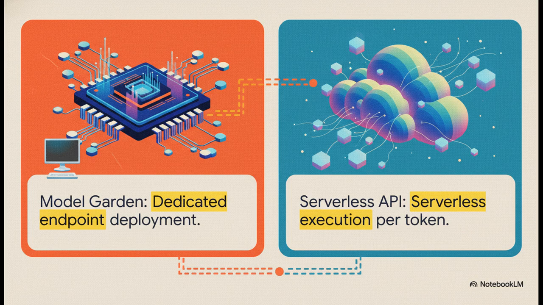It's yours. On the flip side, you have the serverless API approach. Here, the model is essentially provided as a service. You just call the API and pay per token processed. If your traffic is super variable or if you're just prototyping, serverless is incredibly cost-effective. But for sustained massive throughput, holding a dedicated endpoint is definitely the better architectural choice.